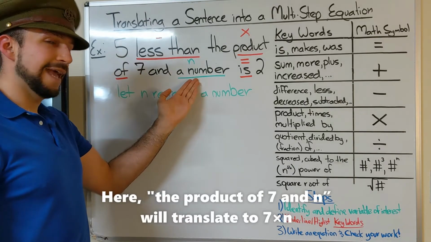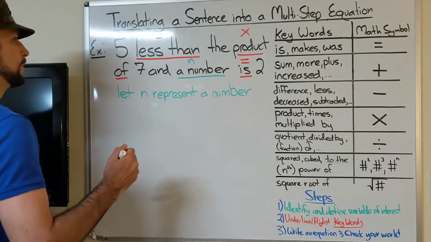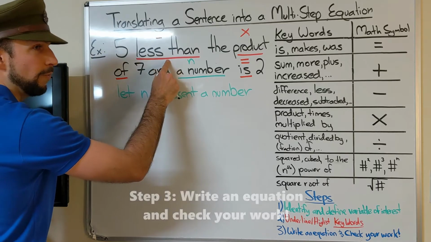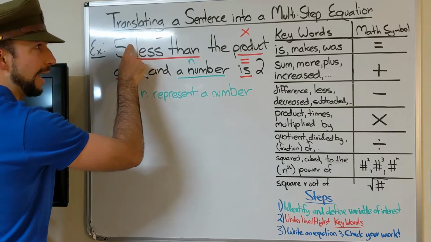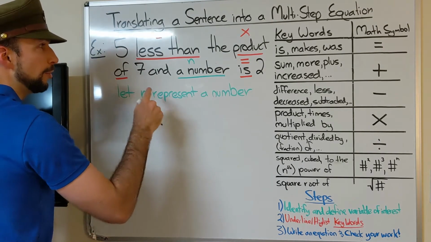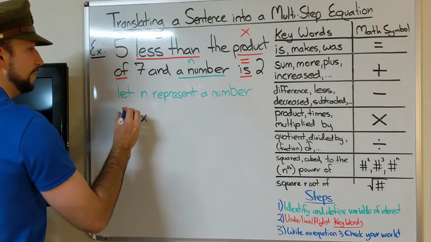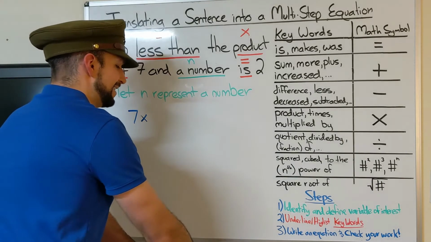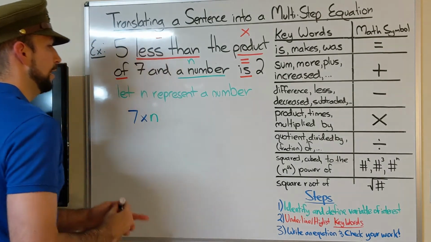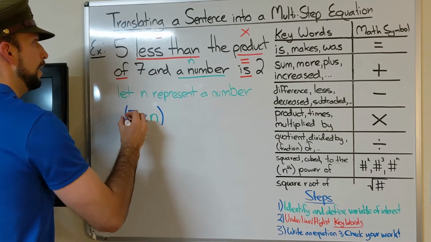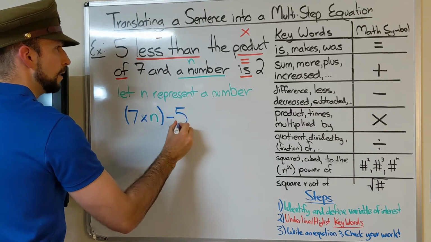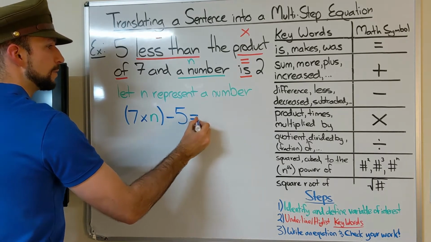Here's 7 and n. Let's put that all together. So our third step is to write an equation. We said the 5 less than will be following what we do next, so we're going to subtract 5 from what we do next. Product of lets us know that there's going to be multiplication, but we'll be multiplying the next two objects, 7 and n. So first we're going to find the product of 7 and n, and then we're going to find 5 less than that. Is equals 2.